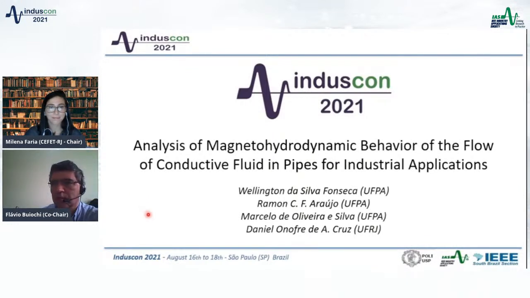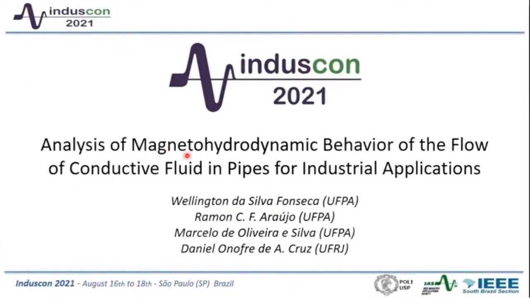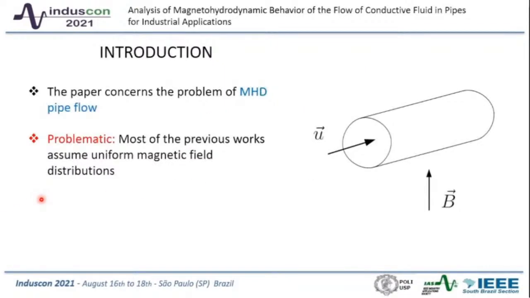Hello everyone, we are going to present our Induscon paper titled Analysis of Magnetohydrodynamic Behavior of the Flow of Conductive Fluid in Pipes for Industrial Applications. The paper concerns the problem of MHD pipe flow. In this type of problem, there is an electrically conducting fluid flowing with velocity u along the pipe, and the pipe is in a region under the influence of an applied magnetic field B.